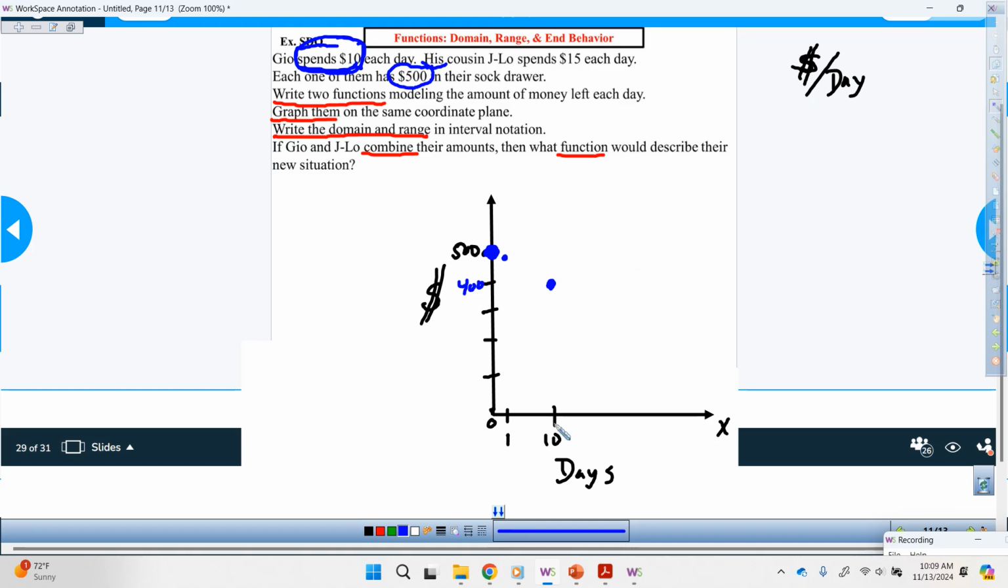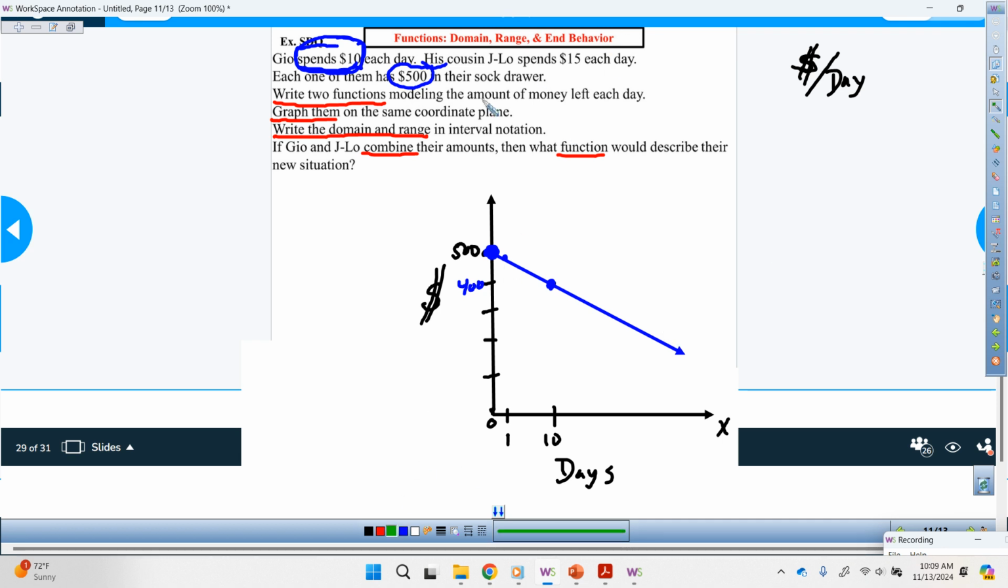400. Okay, after 10 days. So with that said, let's sketch a line for Gio. Do that in blue. All right. So let's go back. I'm going to use a different color. I'm going to use green now for his cousin J-Lo.